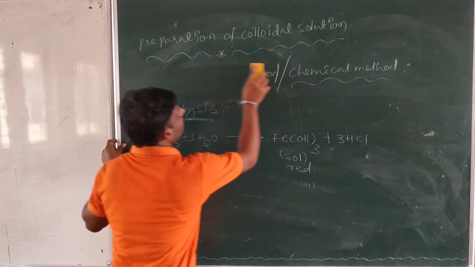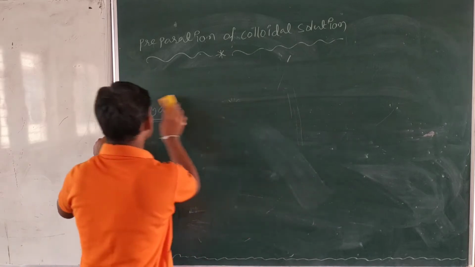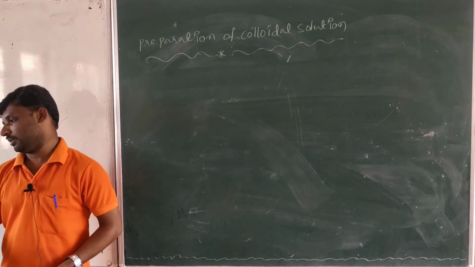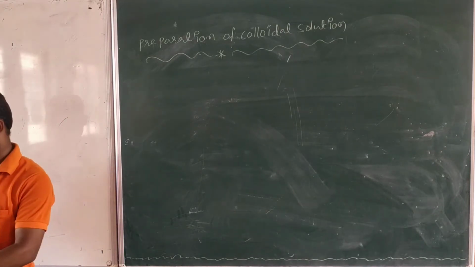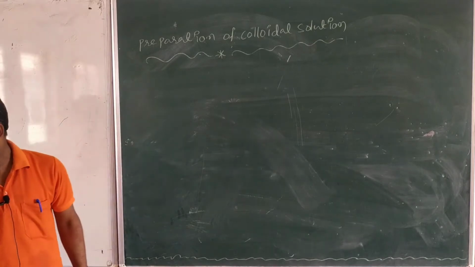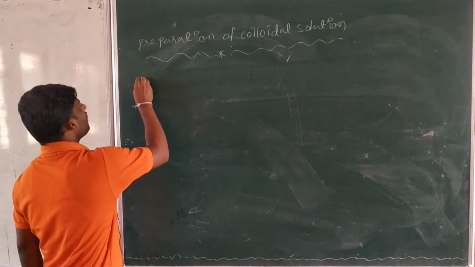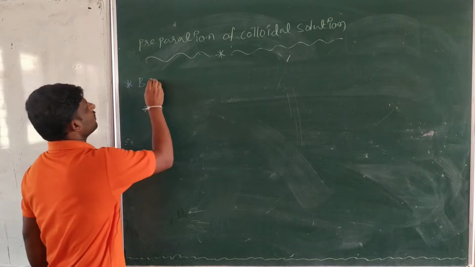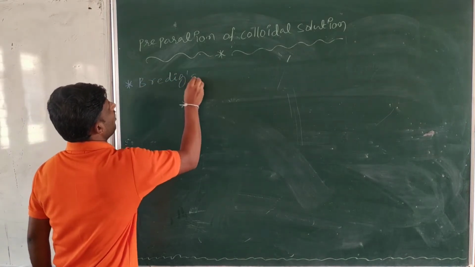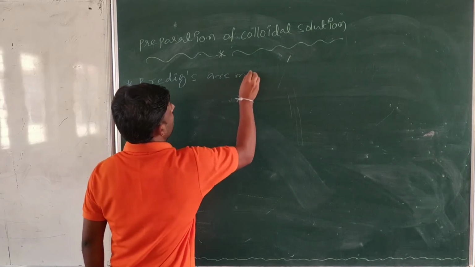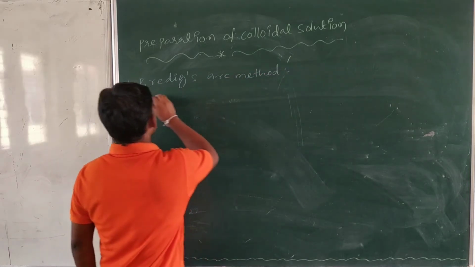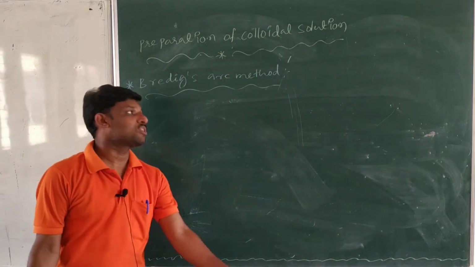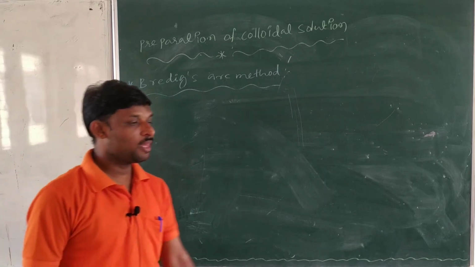So in the next method, what is that method, sir? How will we prepare the colloidal solution? The next method is nothing but Bredig's arc method. This is also called the electrical disintegration method. It is named after one of the scientists. I will explain this simply. In this case we are preparing metal sols. Listen carefully, metal sols.